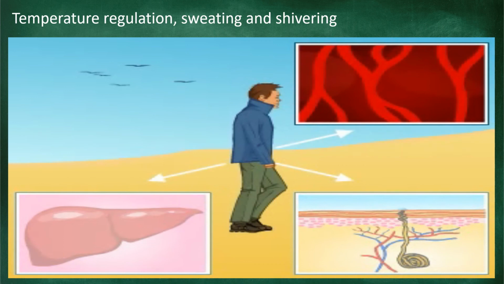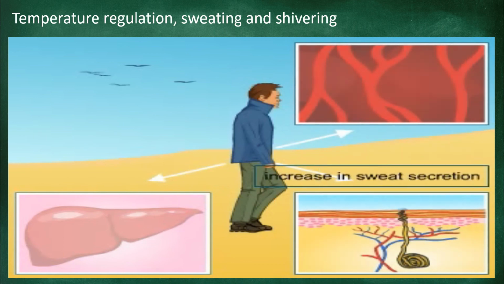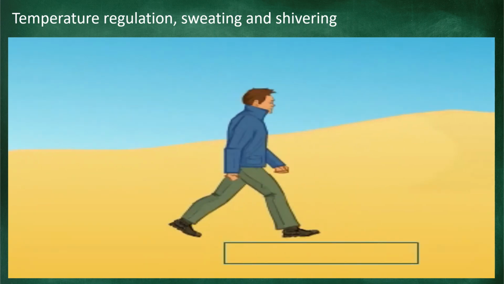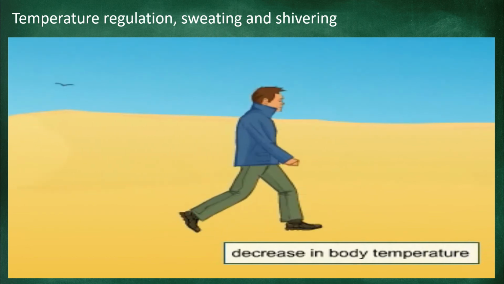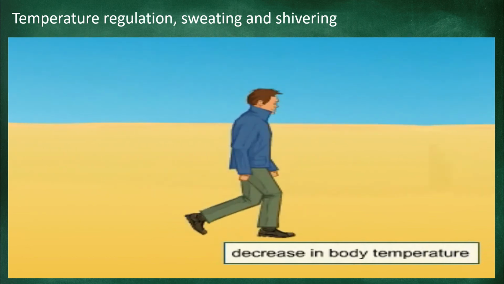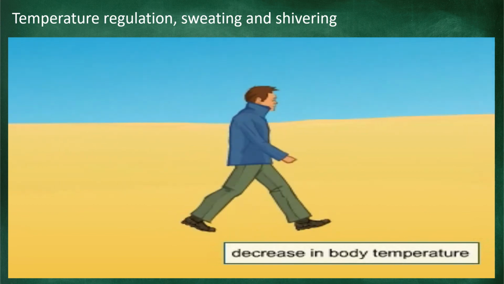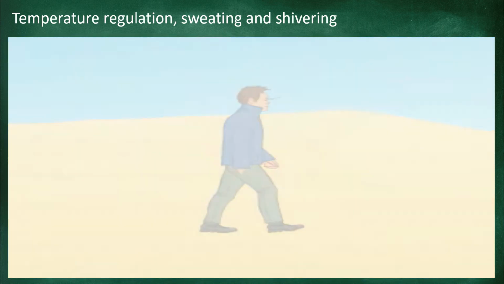This increases heat loss through the skin. The sweat glands start to secrete larger amounts of sweat. This increases the amount of heat lost through evaporation. In the internal organs, the rate of cell respiration decreases, thus decreasing heat production. As a result of these changes, there is a decrease in body temperature, and the negative feedback mechanism again inhibits the transmission of further signals from the hypothalamus.